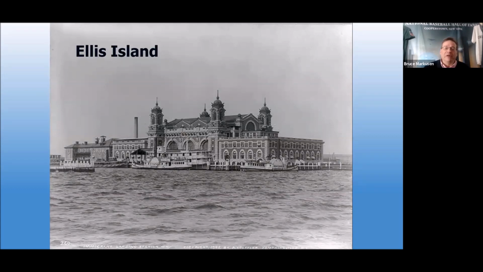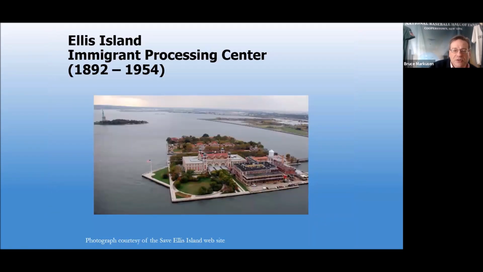This is a photograph of Ellis Island in the 1800s. And here we have a more recent photograph of what Ellis Island looks like. From 1892 until 1954, it was America's primary immigrant processing center. It's where many immigrants came. They would be processed and go through a series of tests, and then ultimately a determination would be made as to whether they could become American citizens.